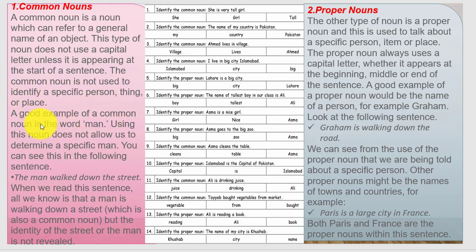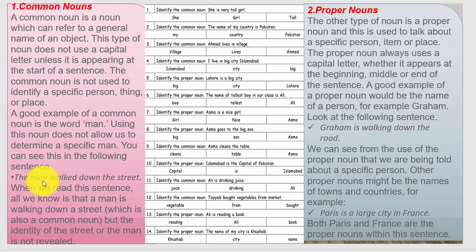A good example of a common noun is the word man. Using this noun does not allow us to determine a specific man. If we are using this word man, it does not specify a specific person. You can see this in the following sentence. For example, we say the man walked down the street. So the man is unspecified and the street is unspecified. Both of them are common nouns.